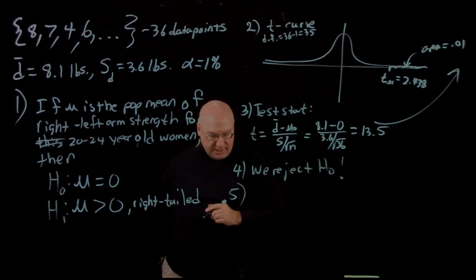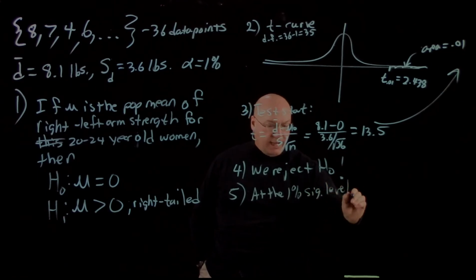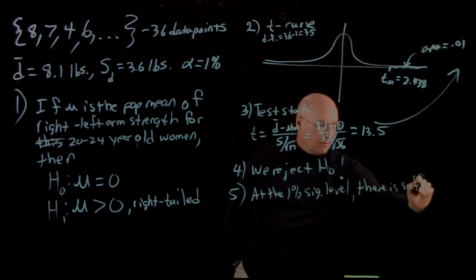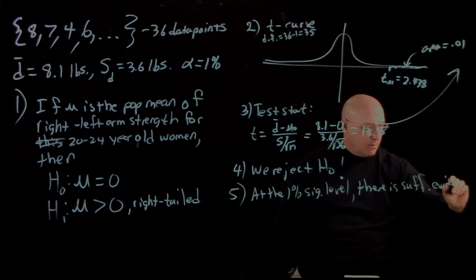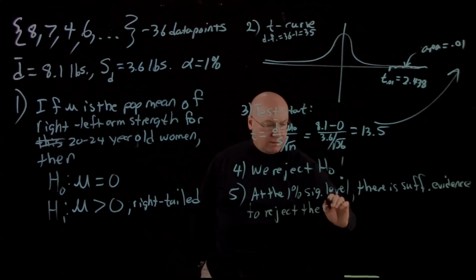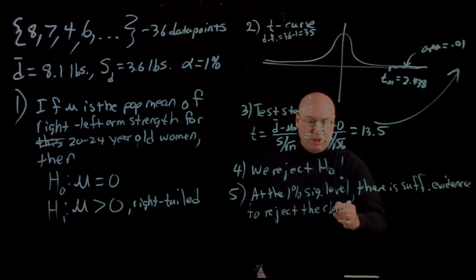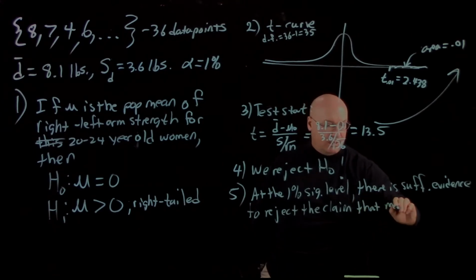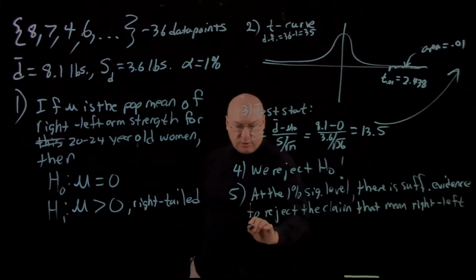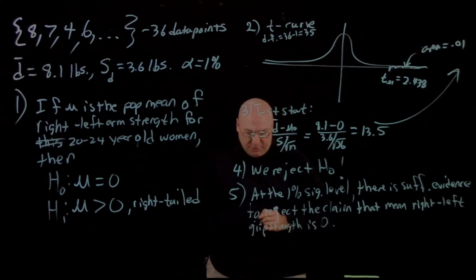Our conclusion then, I'm going to abbreviate a little bit here: at the 1% significance level, there is sufficient evidence to reject the claim that the mean of the differences in strength is 0. To reject the claim that the mean, let's say right minus left grip strength, is 0.